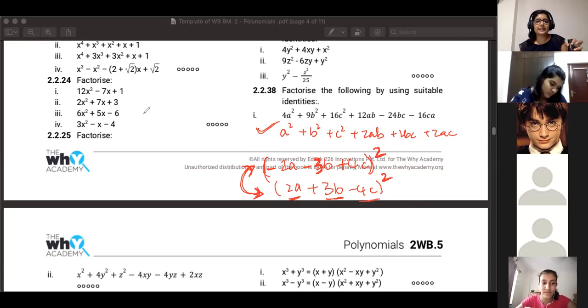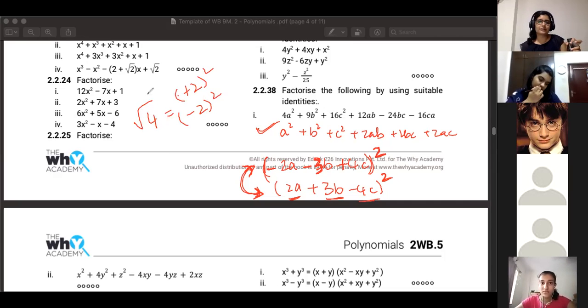That's why both of these are valid answers. It's like saying, if I take the square root of 4, this can be plus 2 or minus 2, because minus 2 whole square is also 4 and plus 2 whole square is also 4. So on taking the square root of 4, plus 2 is a valid answer and minus 2 is also a valid answer. So one is like the negative of the other. That's why both are valid.